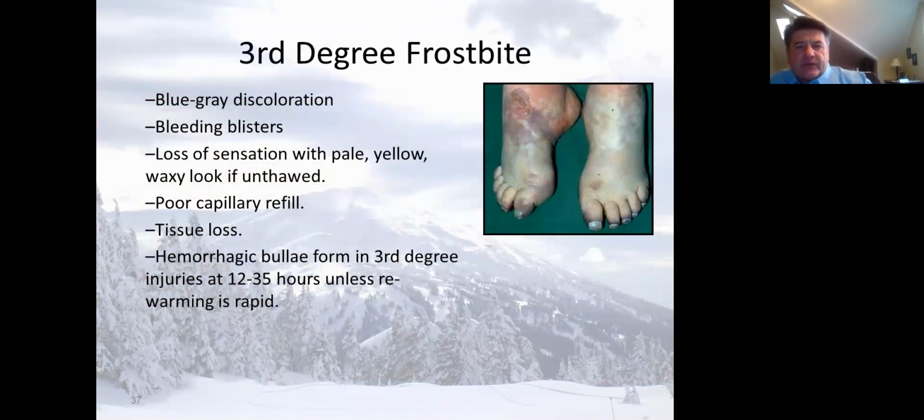Third degree frostbite, you get this blue-gray discoloration, and here's where you get true bleeding blisters. They're hemorrhagic, they're blood-filled. Just like a third degree burn, where you can't feel a burn that's third degree, you get loss of sensation with pale yellow, waxy looking skin, and poor capillary refill. There is going to be a significant amount of tissue loss, and these hemorrhagic bullae will form in third degree injuries at about 12 to 35 hours.